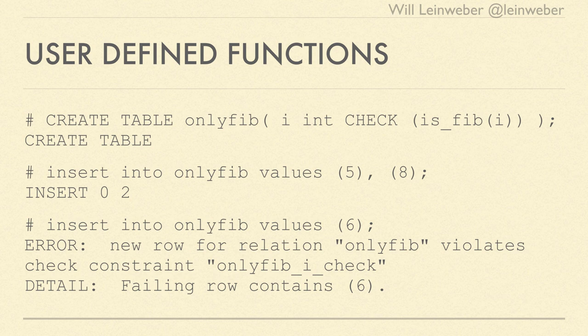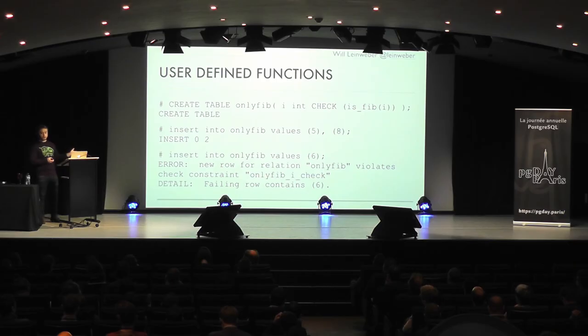That example just did some math. You have full PL/pgSQL. You can look at some other records, run some queries, do some computations, and return a Boolean, true or false, if the value matches that check. And so in my only Fibonacci table, which is a very useful table, I can insert 5 and 8. But if I try to insert 6, it won't let it in the table.